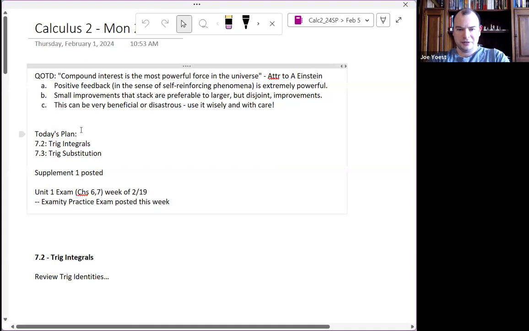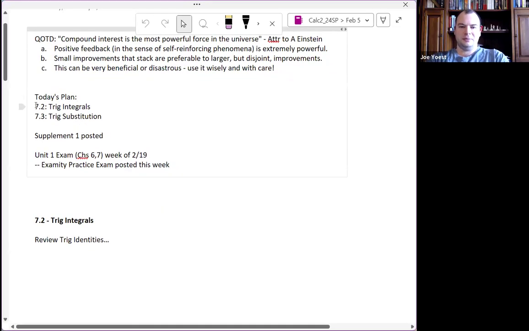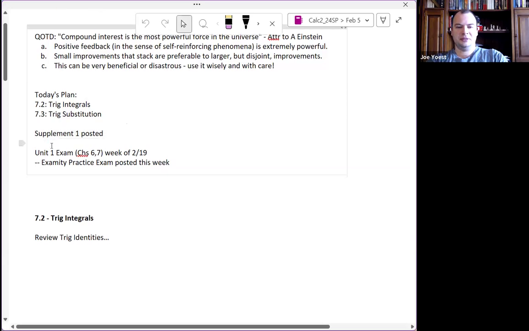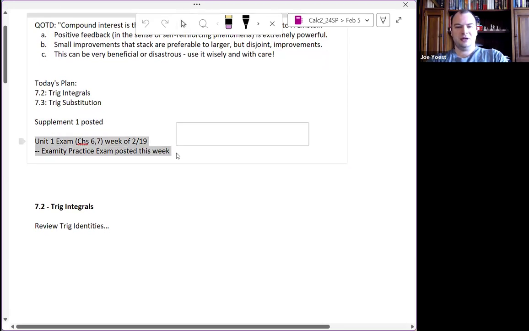Okay, good afternoon. So the plan for today is to talk about trig integrals and trig substitution, 7.2 and 7.3. Note that supplement 1, which mostly just talked about material that's due this coming Sunday, was posted this past weekend. So that's up and available for you. And also note that the Unit 1 exam is coming up in a couple weeks. That'll be on chapters 6 and 7.